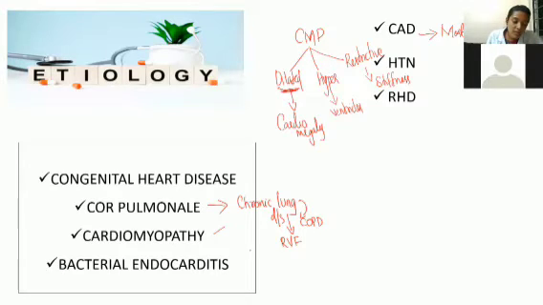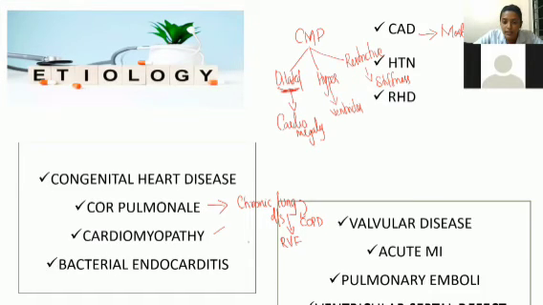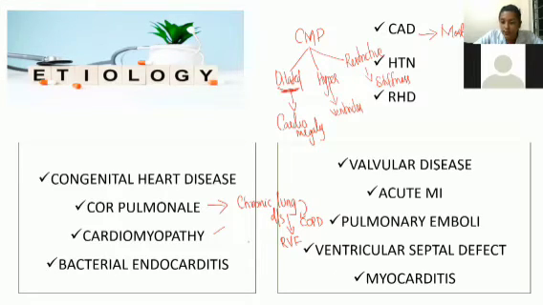Then bacterial endocarditis or infective endocarditis, so valvular disorders will be caused, and that can finally lead to heart failure. Then other reasons are other valvular diseases, acute MI, myocardial infarction, pulmonary emboli, ventricular septal defect, and myocarditis, inflammation of the myocardium. These conditions can finally cause heart failure. We will discuss further in pathophysiology. So these are the major conditions. The most common cause is coronary artery disease.